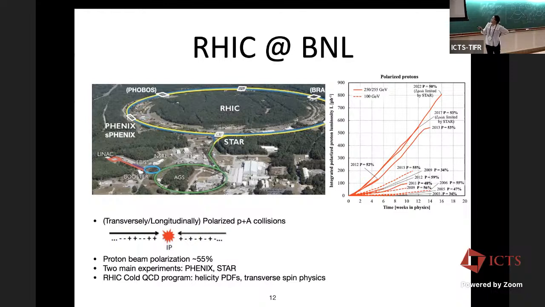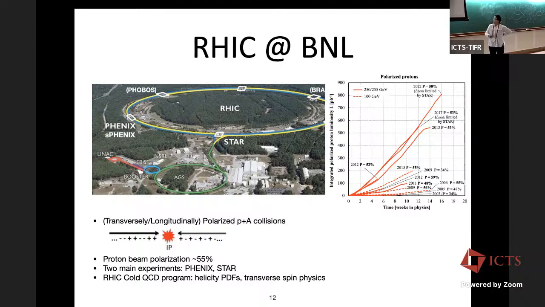Then here is the Relativistic Heavy Ion Collider at Brookhaven, where the EIC will be built. But until then, it will still serve as the polarized proton-proton or proton-ion or heavy ion machine. So RHIC has polarized proton and ion collision capability. You can have transversely or longitudinally polarized protons. But the polarization at the source will always be in the vertical direction, because it's beneficial in the circular ring to keep it in the vertical direction. But we also study the longitudinal polarization, or longitudinal structure, of the proton.